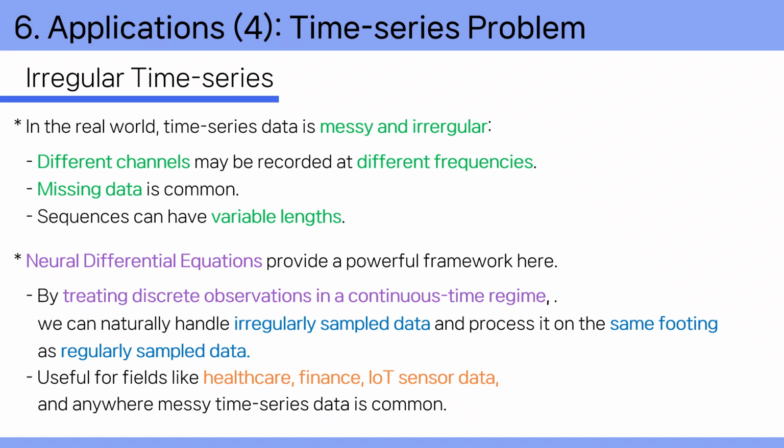By treating discrete observations in a continuous time regime, we can naturally handle irregularly sampled data and process it on the same footing as regularly sampled data. This makes them especially useful for fields like healthcare and anywhere messy time series data is common.